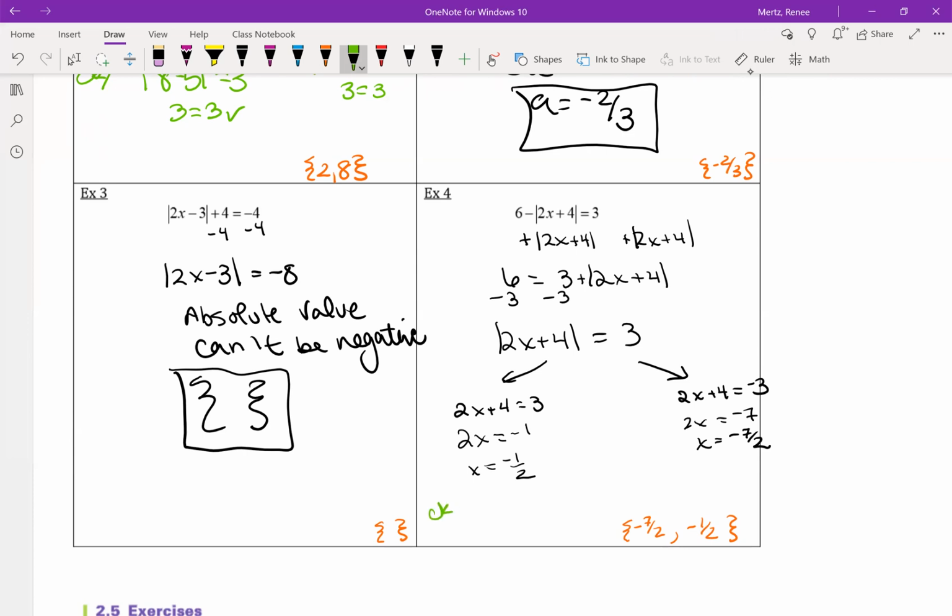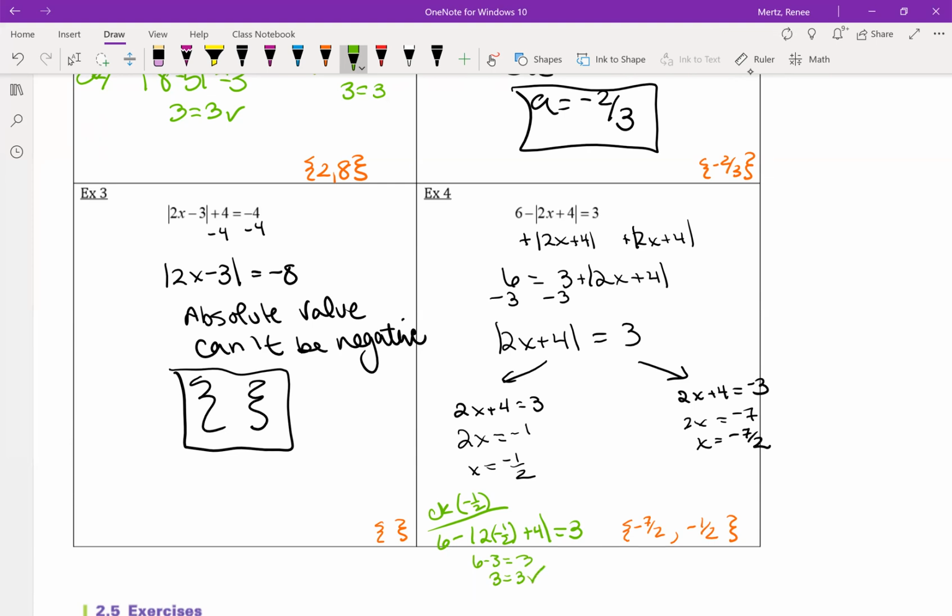So our check of -1/2, substituted in: 6 minus the absolute value of 2 times -1/2 plus 4 equals 3. -1/2 times 2 is -1 plus 4 is 3. 6 minus 3 is 3. So that side works. 3 equals 3.